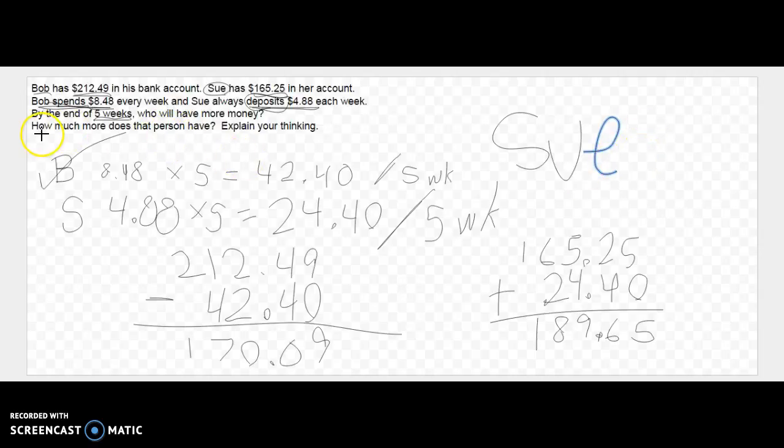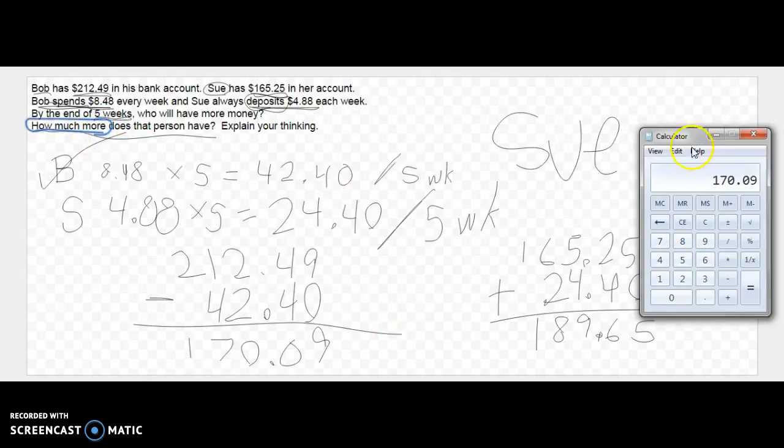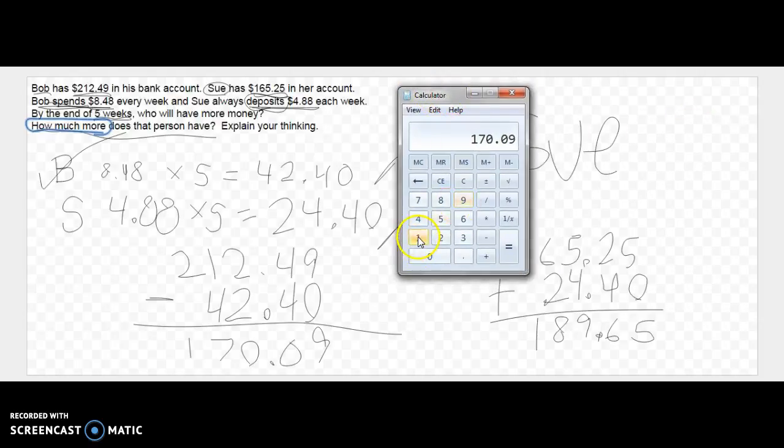But this is where a few of you got this right, but you missed one thing. The next question, how much more money does that person have? When you hear someone say how much more, those are clue words for a certain math operation. That would be subtraction. So there's one more step. You have to take Sue's money, $189.65, and then you're going to subtract Bob's money from it so that you can see how much more money Sue actually has.